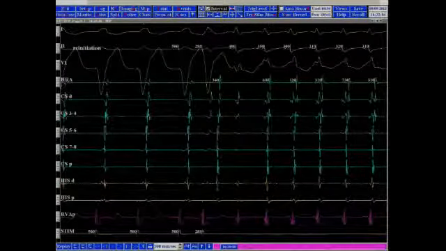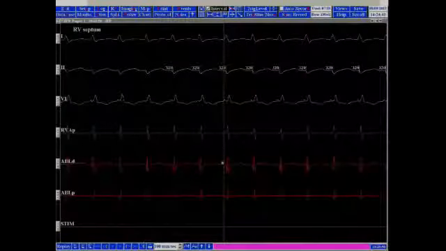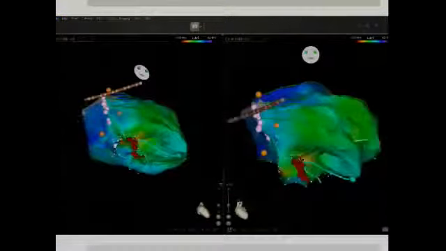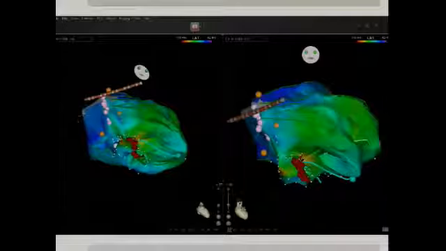We reinitiated ventricular tachycardia and confirmed. This was not on the right ventricular septum, so we went to the left side. And this is the left ventricle. This is a map that we use. So this is the left ventricle.